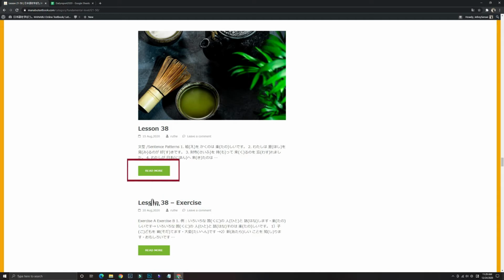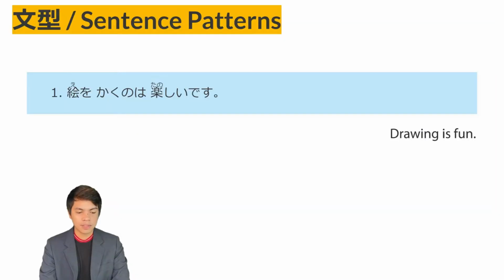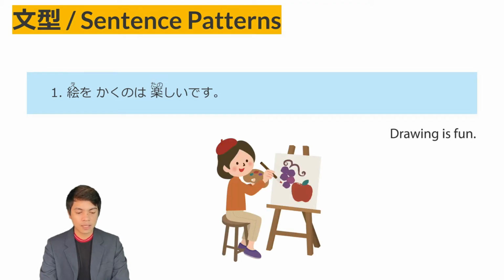Lesson 38, sentence patterns. Let's read sentence pattern number 1. E o kaku no wa tanoshii desu. So in this lesson, we will learn how to make verb sentences into nouns. We will turn verb sentences into nouns and use those nouns as subjects of sentences, objects, or time.